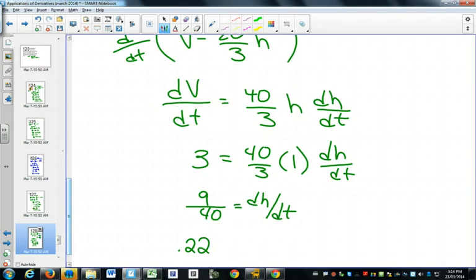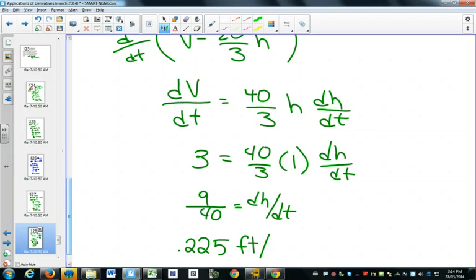And solving, we'll get 9/40 equals dH/dt, which is 0.225. What are our units? Someone have a look to see what the units were. Height was in feet. So now that we're looking for dH/dt, this will be feet.